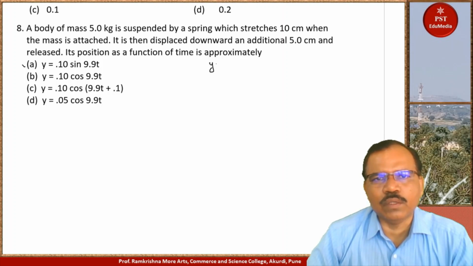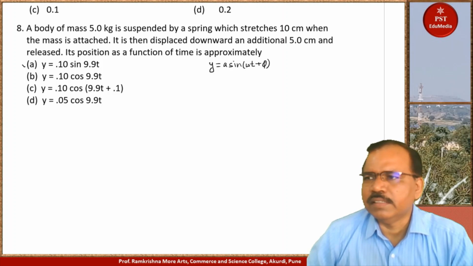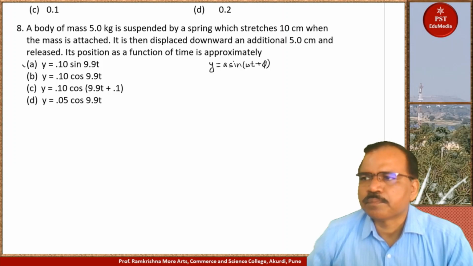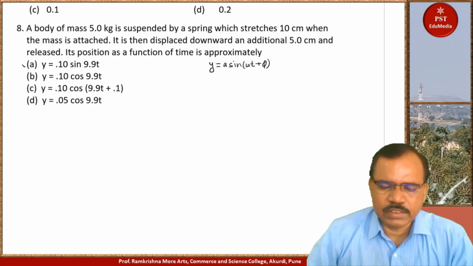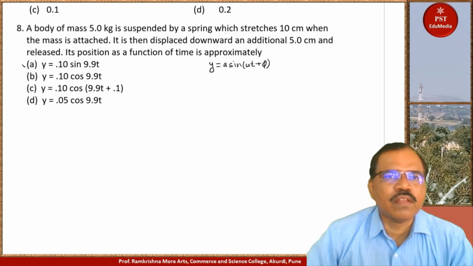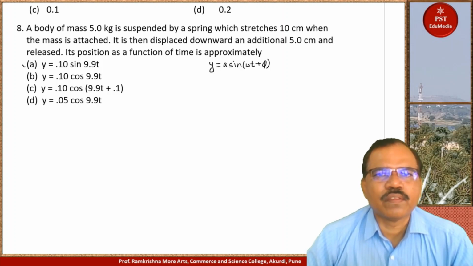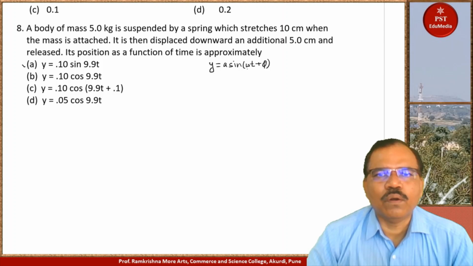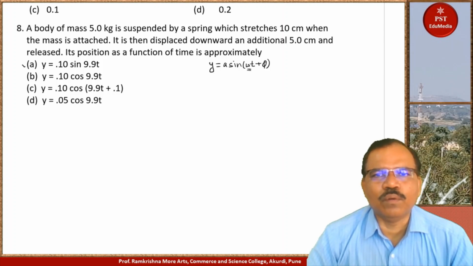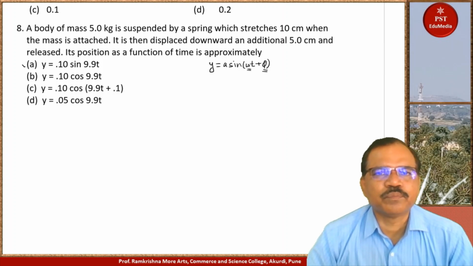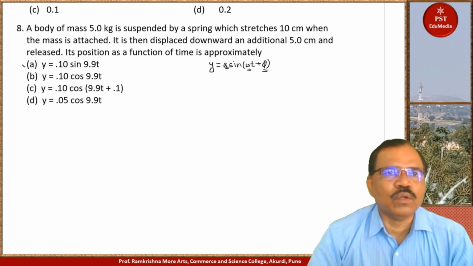Now see here, y is equal to a sin omega t plus phi. This is the equation of oscillations. Now here omega is not known, phi is not known, a is not known. What is given?